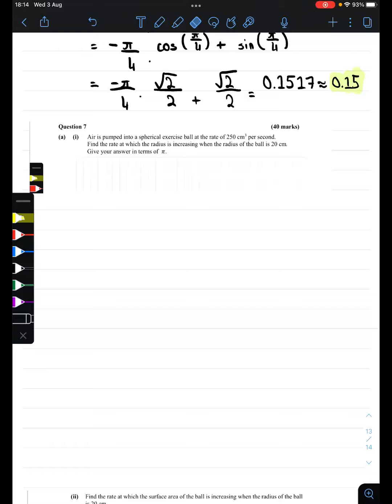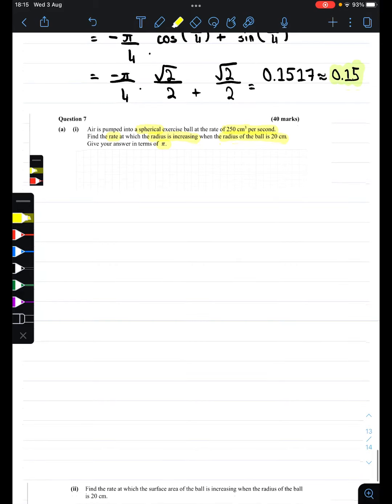Hi guys, so today we're going to take a look at question 7 of paper 1 of the 2016 exam. Air is pumped into a spherical exercise ball at the rate of 250 centimeters cubed per second. Find the rate at which the radius is increasing when the radius of the ball is 20 centimeters. And give your answer in terms of pi.